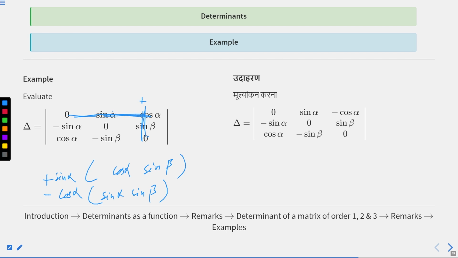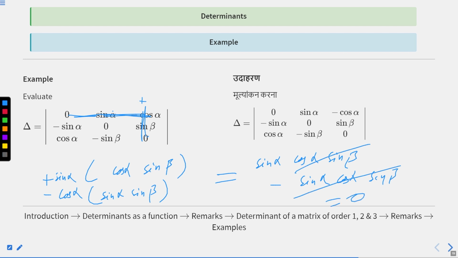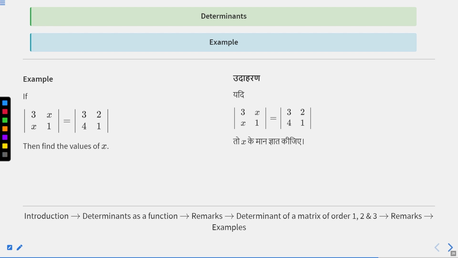Now as you can see, you will have sine alpha cos alpha sine beta minus sine alpha cos alpha sine beta. This means 0. So you will have your answer as 0, and the determinant will be 0. Simple. Now if this determinant is the same as this, you have to find the x. So we have to evaluate the determinant quickly.